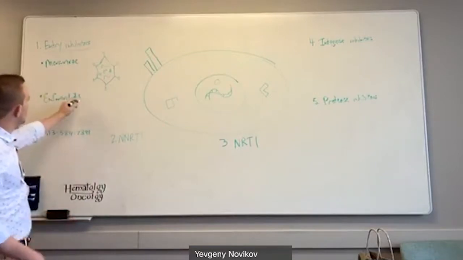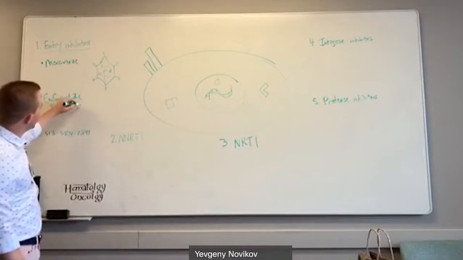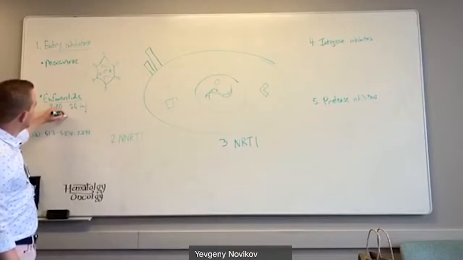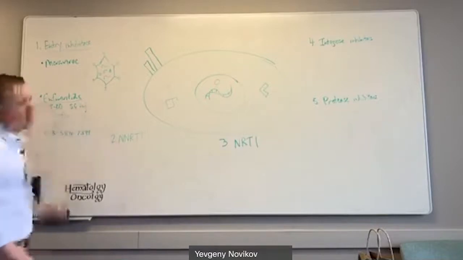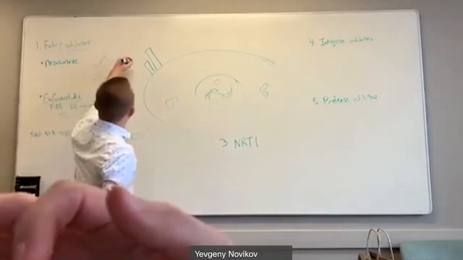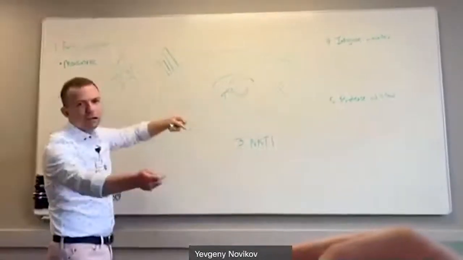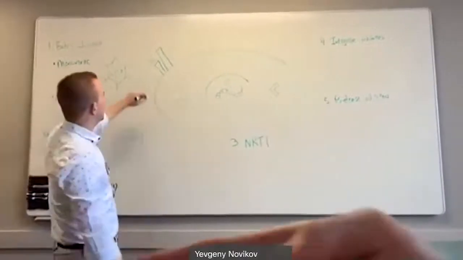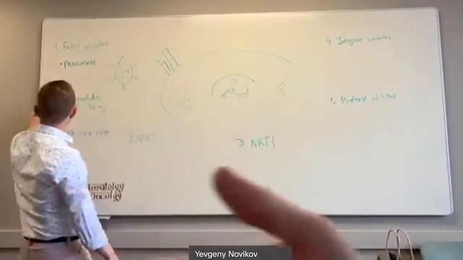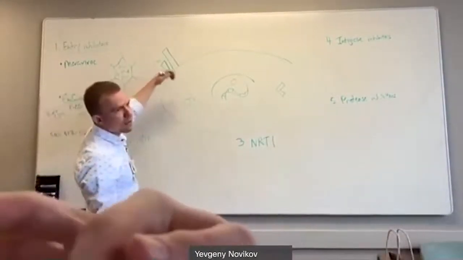So enfuvirtide is an old drug named T20. It's a sub-Q injection. It makes everybody feel like they have the flu, and no one uses it anymore. So it actually attaches to CD4 right here and blocks the conformational change that lets you get into the cell. So this one binds CD4. But not really important. You'll never see anybody. I don't have anybody on it.